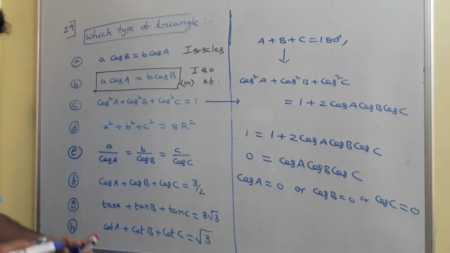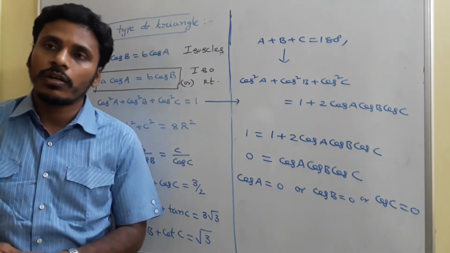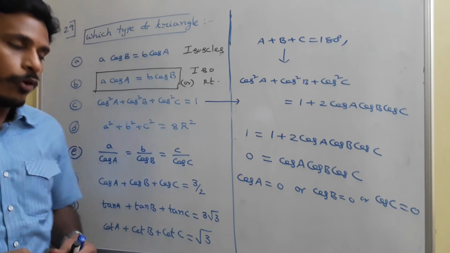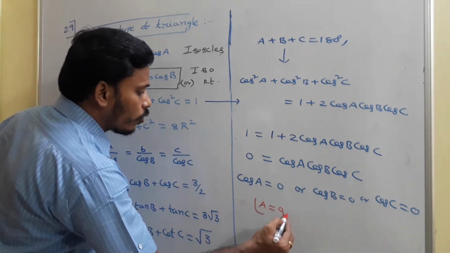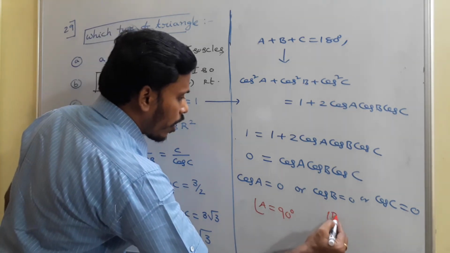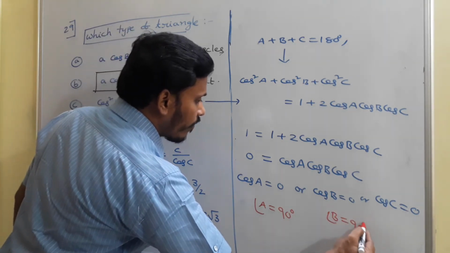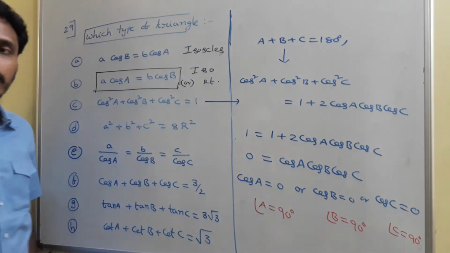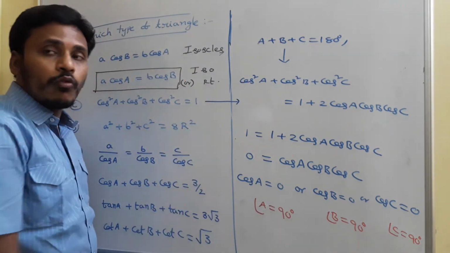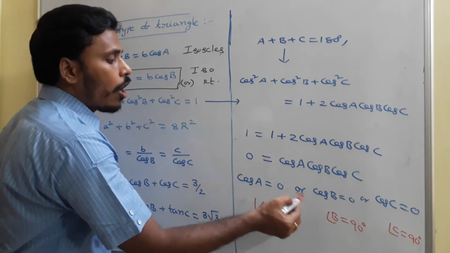If any one of those three terms cos a, cos b, cos c is 0, then the product is 0. Cos a equals 0 if angle a is 90 degrees. Cos b equals 0 if angle b is 90. Cos c equals 0 if angle c is 90. These three at a time won't happen. Okay, here we are using or.